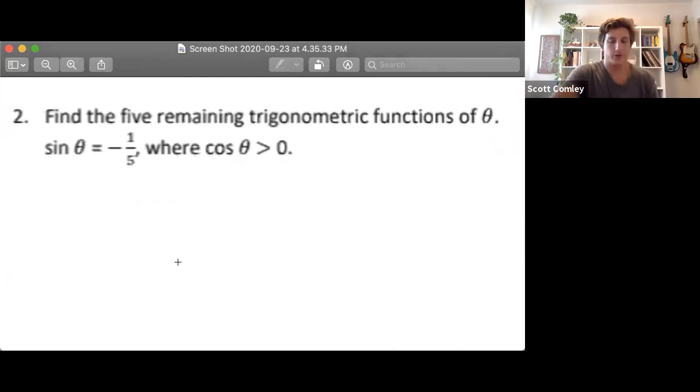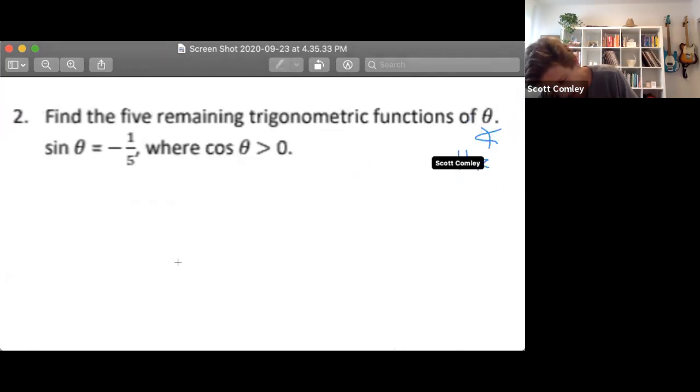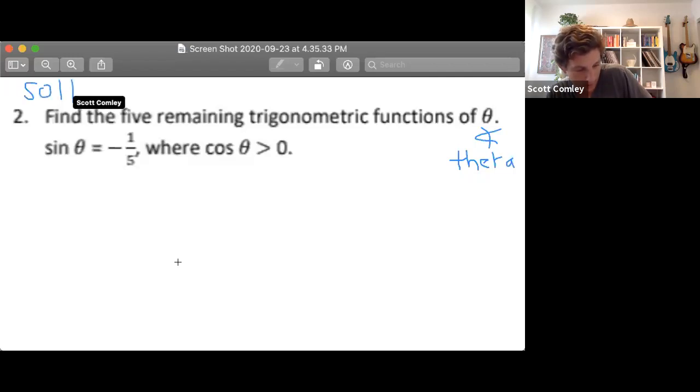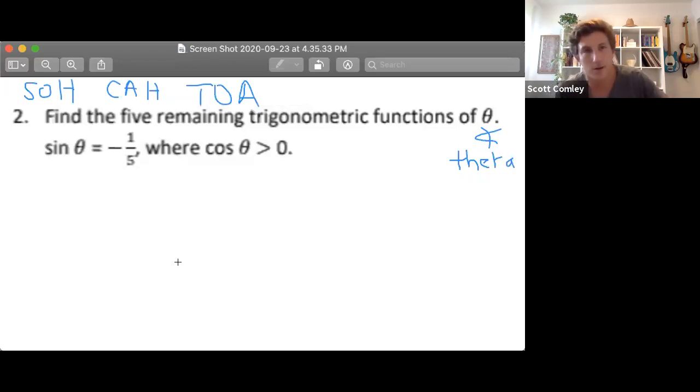Find the 5 remaining trig functions of theta. That little circle with a line through it is math jargon for basically an angle. Theta is that symbol there. One of the first things that everybody learns, and don't forget it, is SOHCAHTOA. SOHCAHTOA is sine, cosine, tangent.